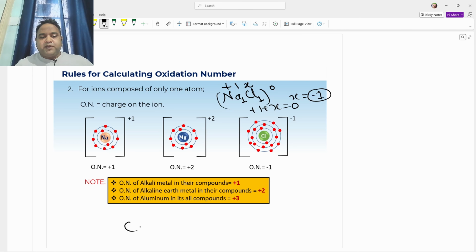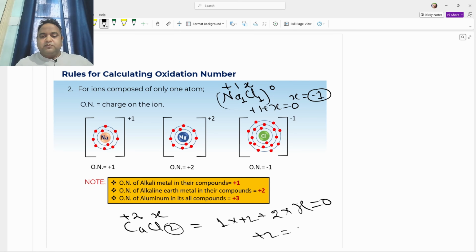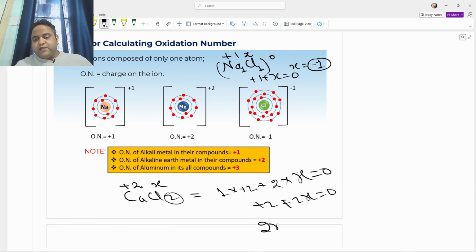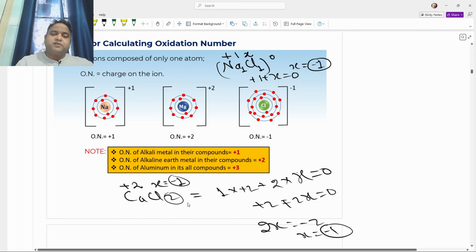Take another example. Suppose we have calcium chloride. In this case, let me remember the valency of calcium is +2. Chlorine, we don't know, X. So now we can calculate: 1 into +2 plus the number of chlorine, which is 2, into the charge on chlorine, considered as X, is equal to 0. So +2 + 2X = 0. 2X = -2. Rearranging, X = -1. That is, the oxidation number of each chlorine atom is -1.